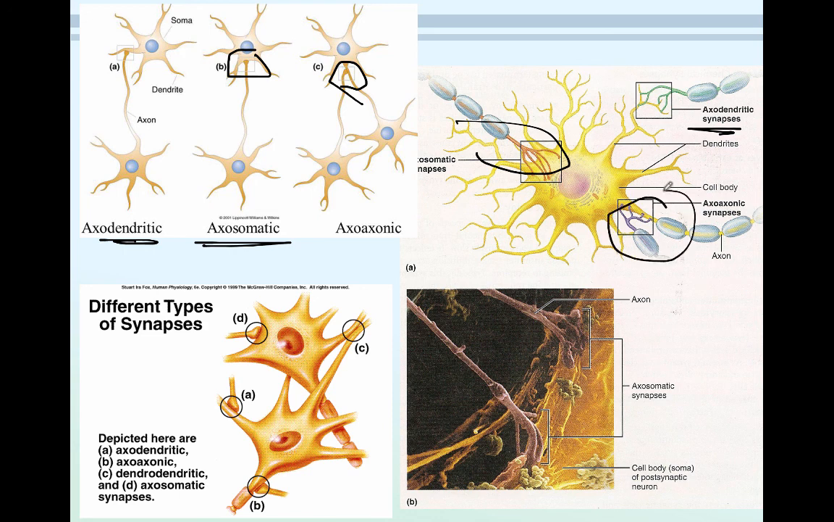We have axoaxonic. And this is, in fact, where we can get some IPSPs being created to try and prevent any action potential occurring here in the trigger zone. And here's a nice photomicrograph of the axon synapsing with a postsynaptic neuron. And then the truth is that even rarer, we've finally found that we even have a few cases where we have a dendrodendritic synapse. And so that can happen as well.